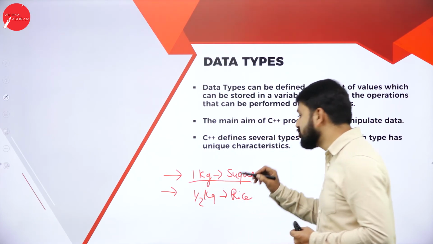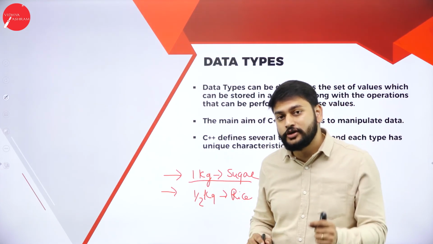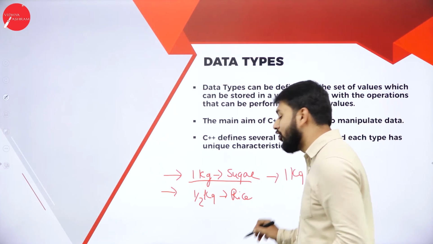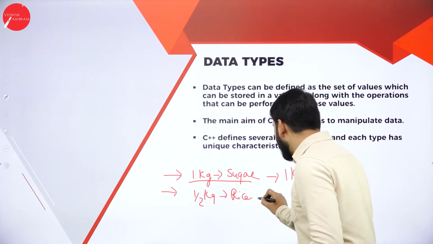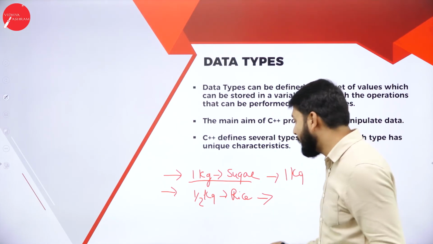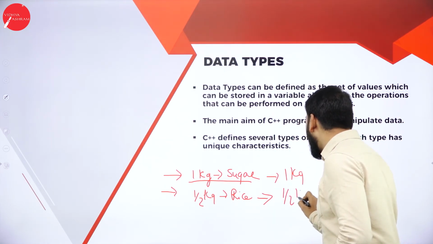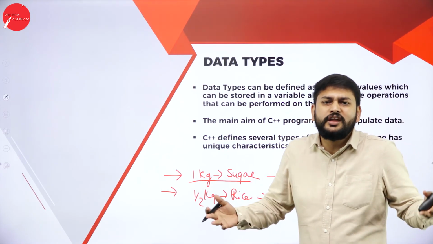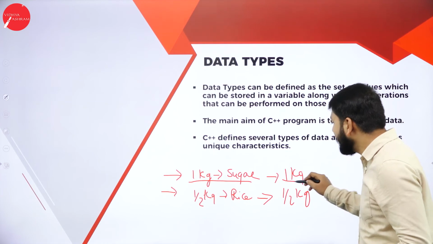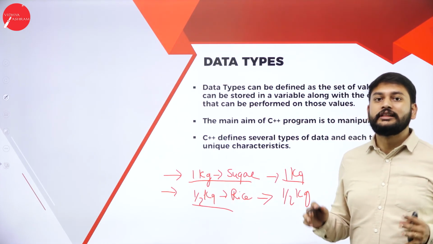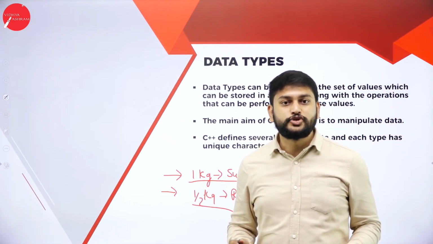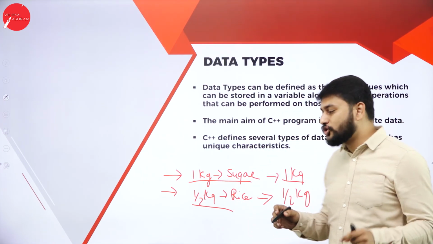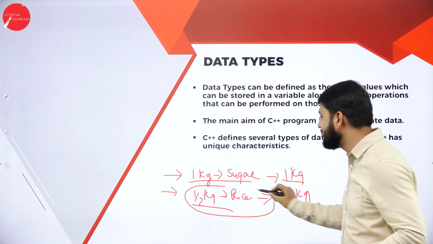For 1 kg sugar, they will use a 1 kg bag, the capacity of a 1 kg bag. For half kg rice, they will use the capacity of a half kg bag. They will not use a 1 kg bag for both things. Why? Because if they use a 1 kg bag for half kg also, then it is a waste. So instead of wasting the bag, I will prefer a half kg rice bag.